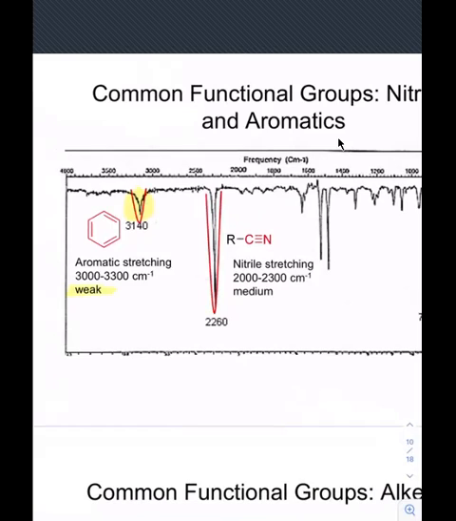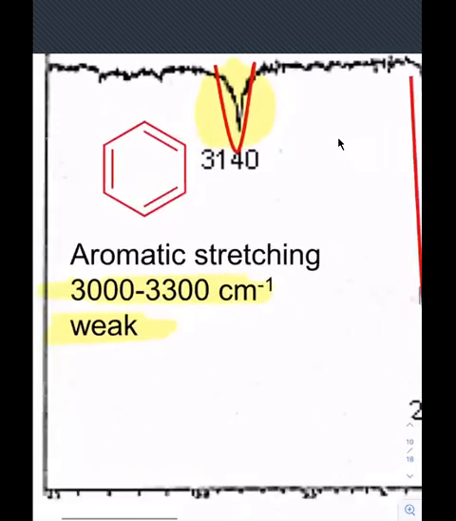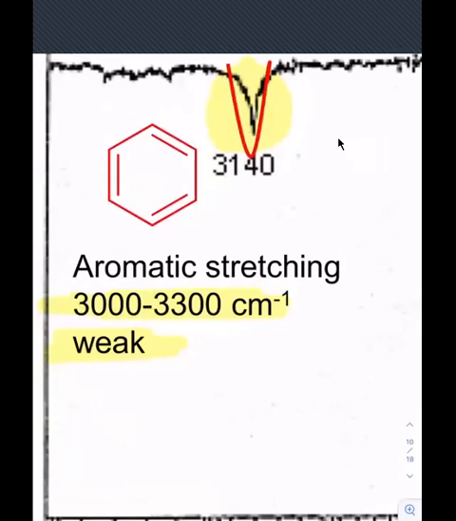But look at where it shows up. It takes a lot of energy to get those. And when it says aromatic stretching, what it's looking at is the hydrogens that are on there. Basically the hydrogens pulling away from the ring. Right, so it's like taking the ring in one hand, taking the hydrogen in the other hand, and pulling them apart.